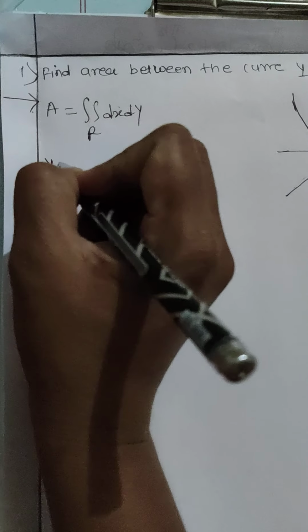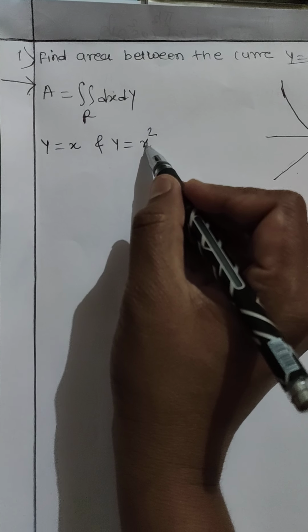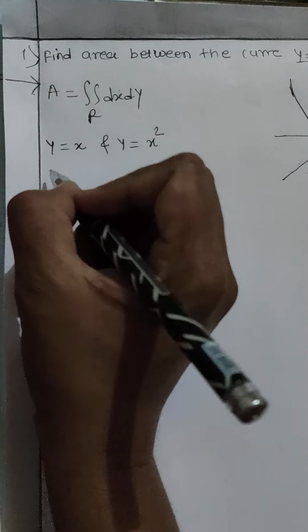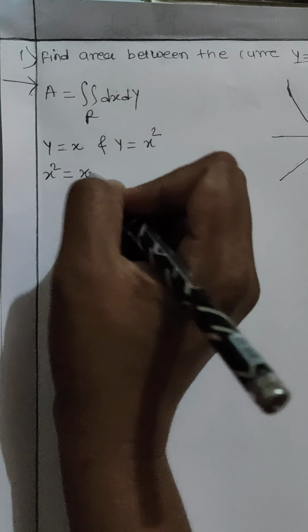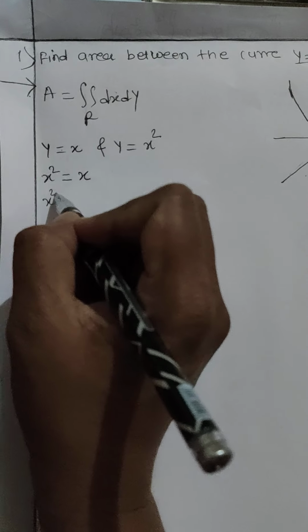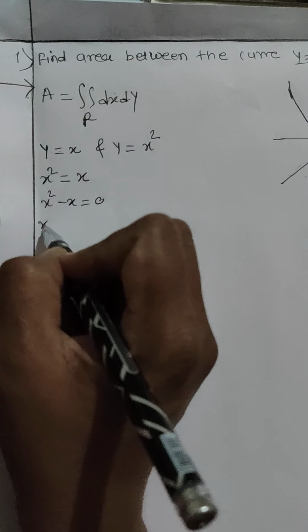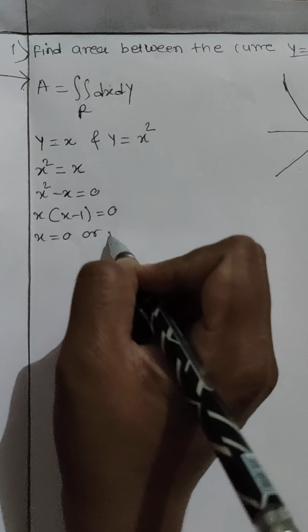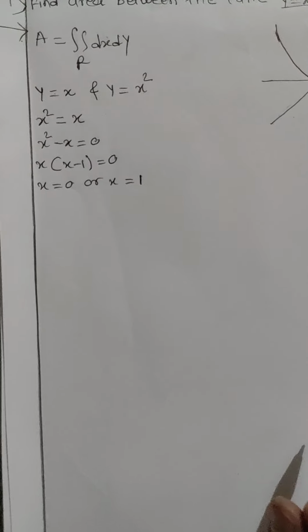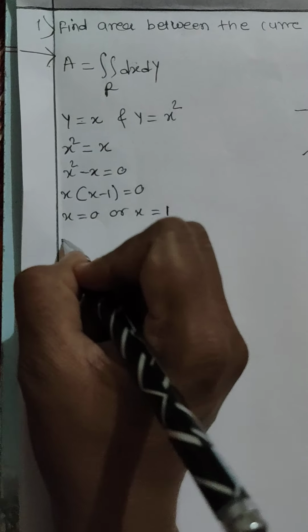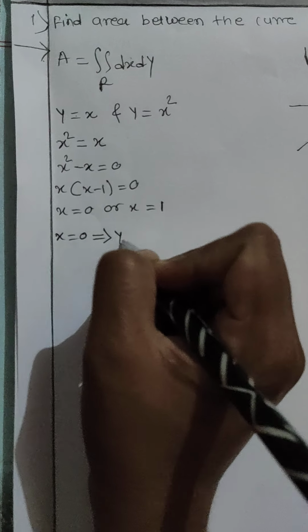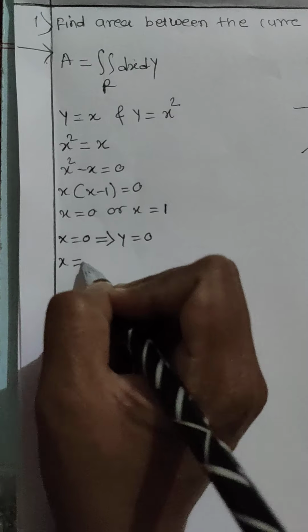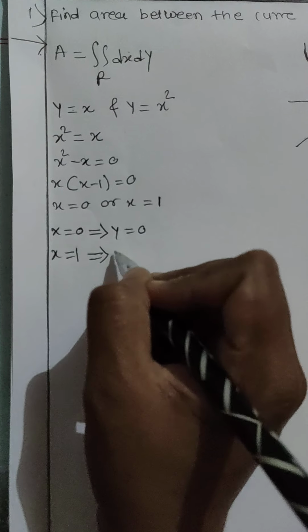How to find the points of intersection? By using the equations y equal to x and y equal to x square. Put the value y equal to x square in the first equation, so x square equal to x. This can be written as x square minus x equal to 0, that means x into x minus 1 equal to 0. So we get either x is 0 or x equal to 1. Similarly, we can easily find the value of y by putting these two values in y equal to x. If x equal to 0, y is also 0, and if x is 1, y is 1.